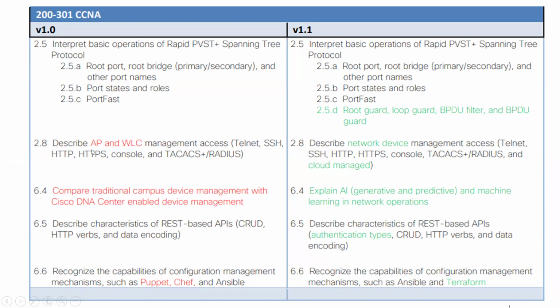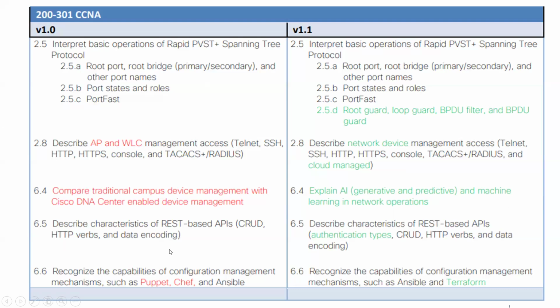Some topics like AP and WLCs in the management access have been obsoleted, so they have been removed, whereas some new cloud-managed network devices, like Cisco Meraki, have been introduced and added to the new version. Then the comparison of the Cisco DNA Center and Access Point are being removed. And new technologies like the introduction of Cisco Meraki, like I said, then explanation of AI, artificial intelligence, generative as well as predictive, and the introduction of machine learning in network operations have been added.